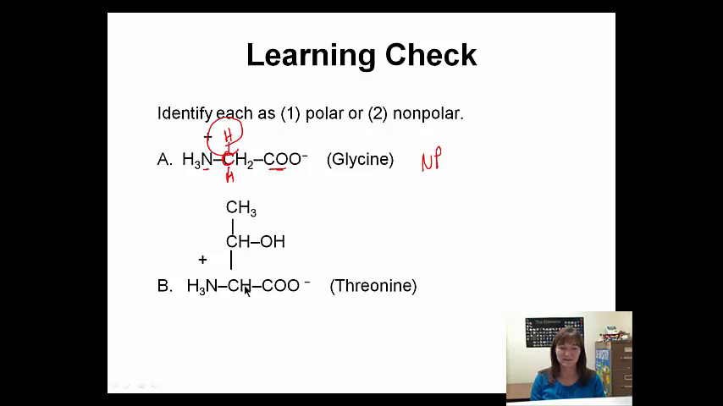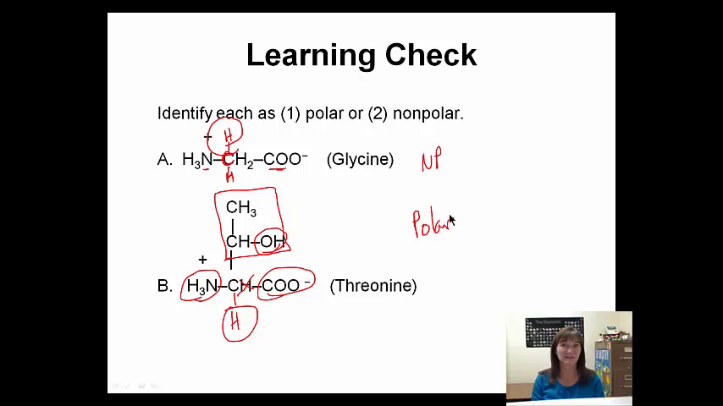When I get to this one, I'm going to rewrite this H coming down here. Okay, so here's my amino group, the hydrogen, and the carboxylic acid group that is on every amino acid. What makes this amino acid threonine is this R group right here, this side chain. And if you look at it, you can see that it has a hydroxyl group, which means this one's going to be a polar amino acid.